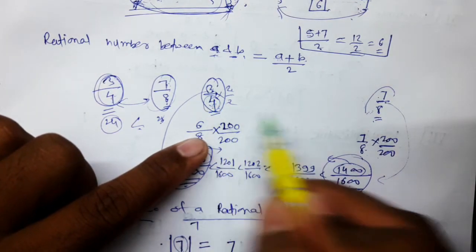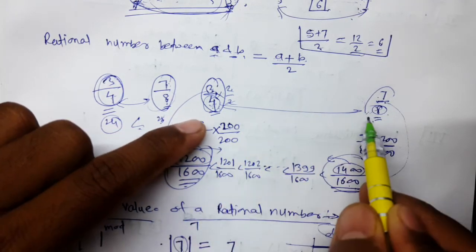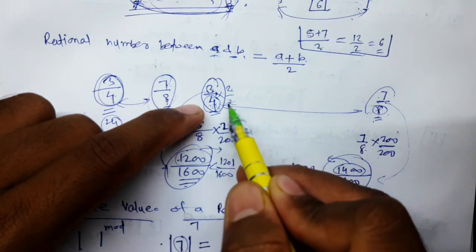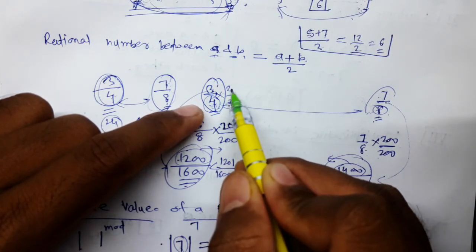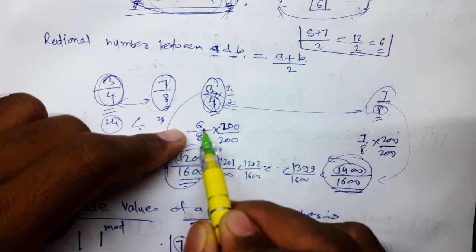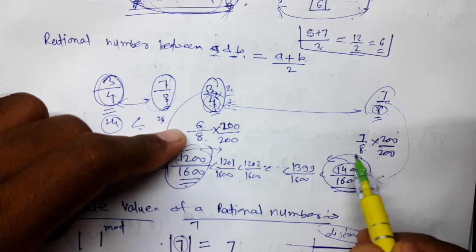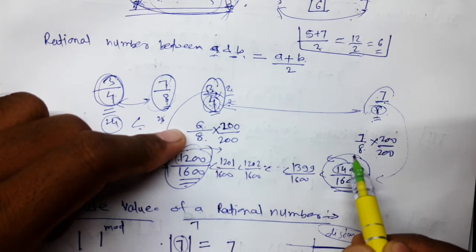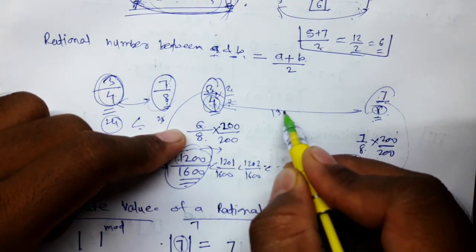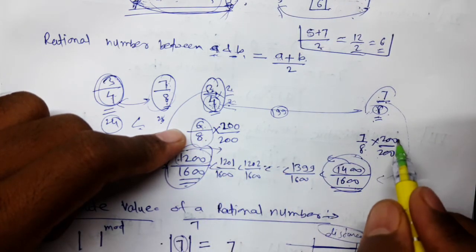Now the denominators are different. We should have equal denominators. So multiply the numerator as well as the denominator with 2. 3 twos are 6, 4 twos are 8, so 6 upon 8, and here 7 upon 8. 6 upon 8 is smaller than 7 upon 8. Now suppose we have to find 1199 numbers in between 6 by 8 and 7 by 8.